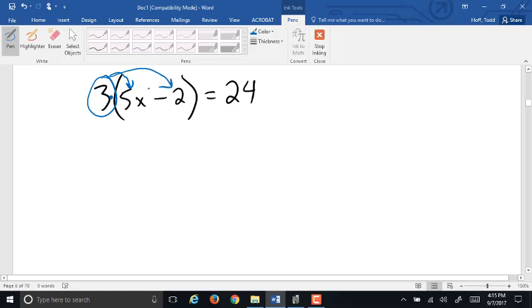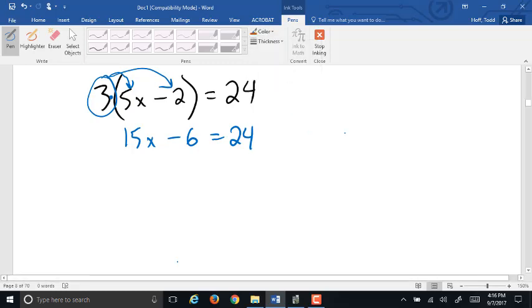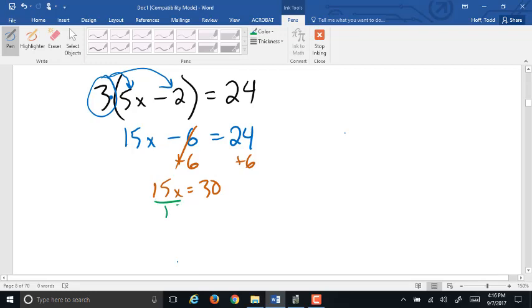So if we distribute that 3, what do we get? 15x minus 6. Good. 3 times 5x is 15x. 3 times negative 2 is a negative 6. Equals 24. What do we do with that? Add 6. 15x equals 30. And then divide by 15. X equals 2.